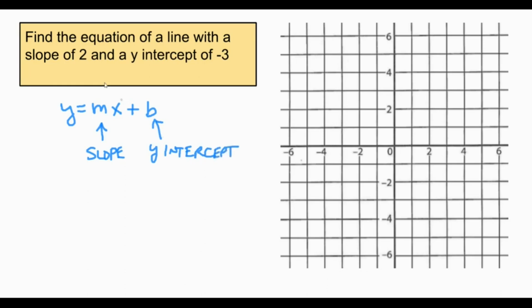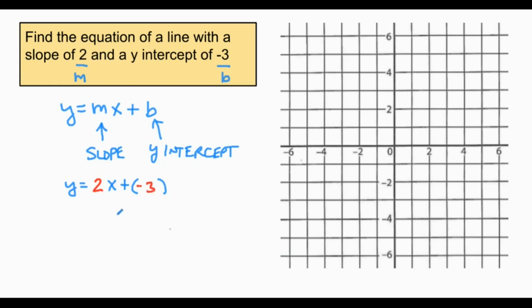Now, since we're given these two values, we just need to find them. So there's our slope. We will label that as m. And here is our y-intercept. We will label that as b. Now we can replace those in our standard equation format. So y equals, let's fill in our slope of 2. That's going to be multiplied by x. And then we are going to add, and I'm going to put it in parentheses because of the negative, -3.